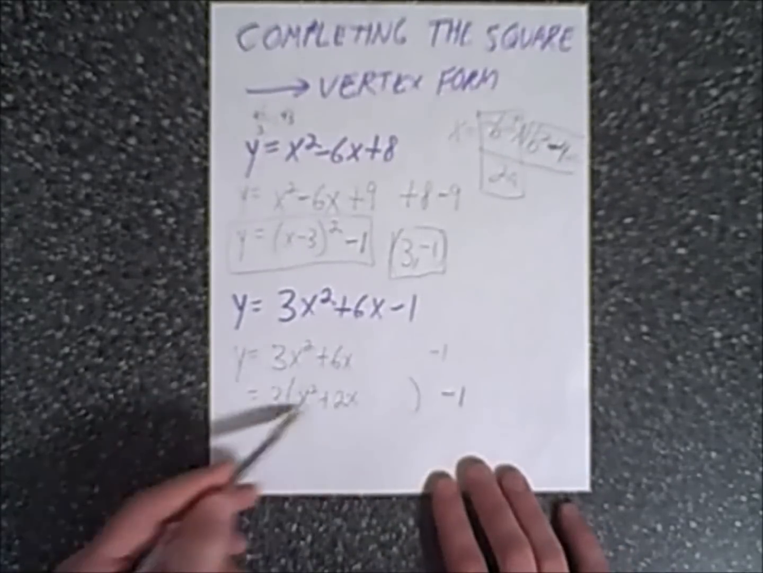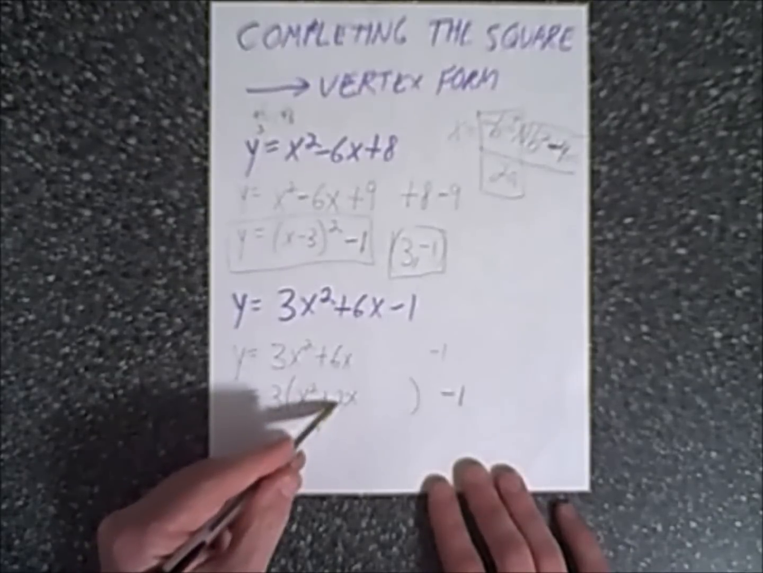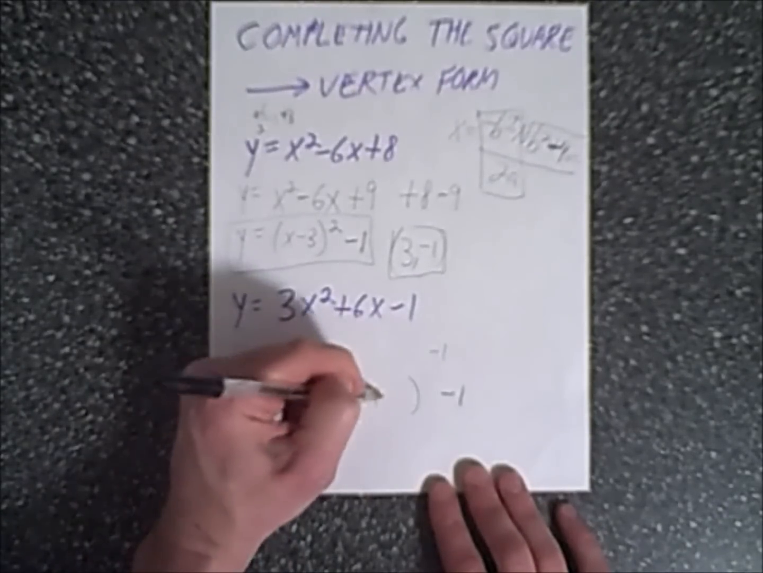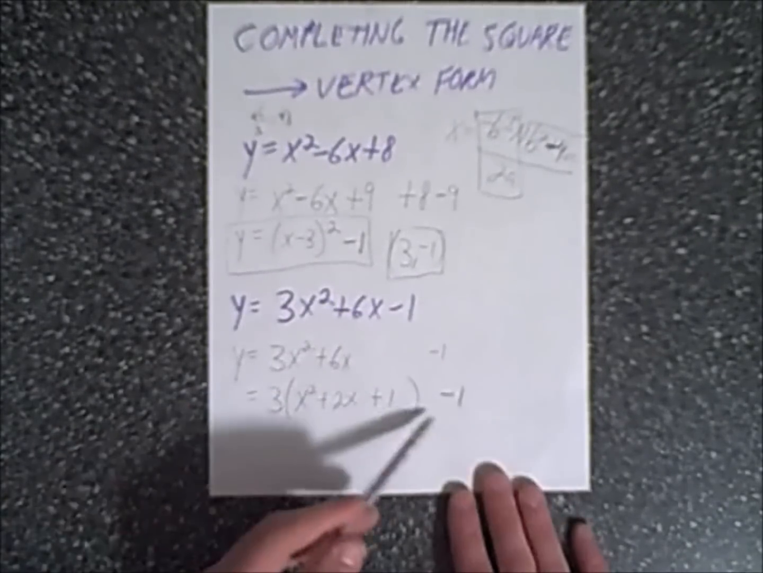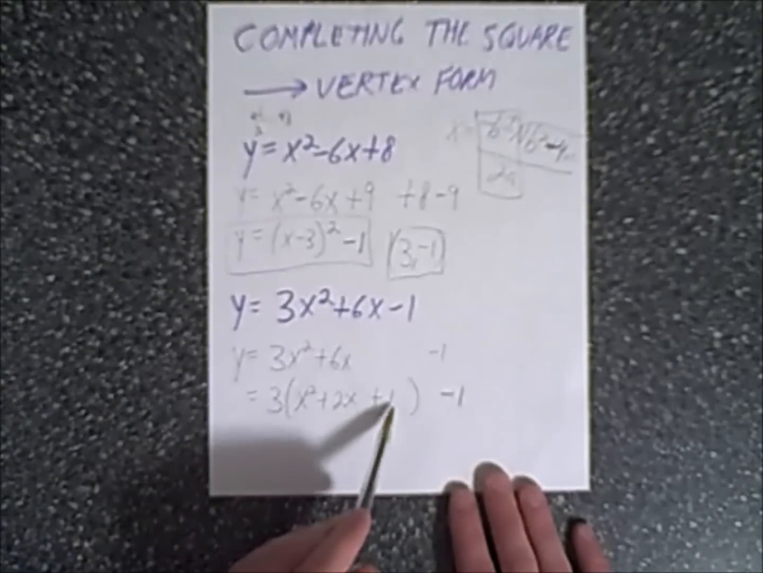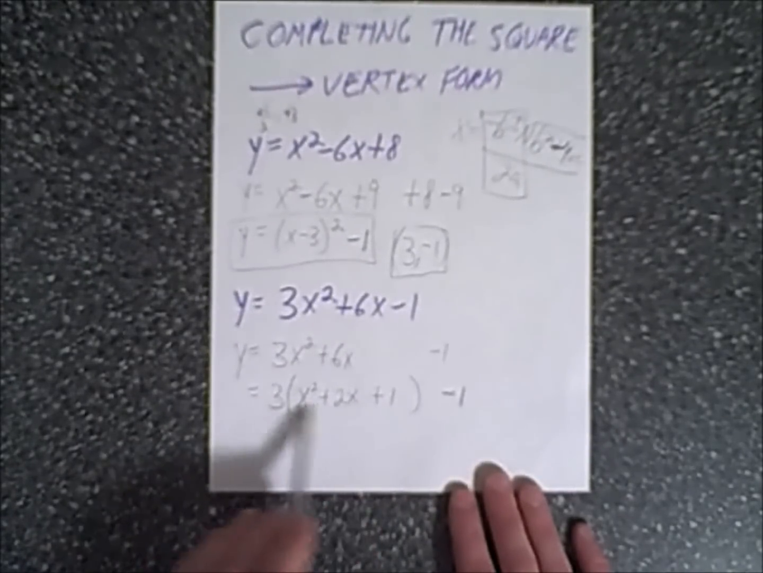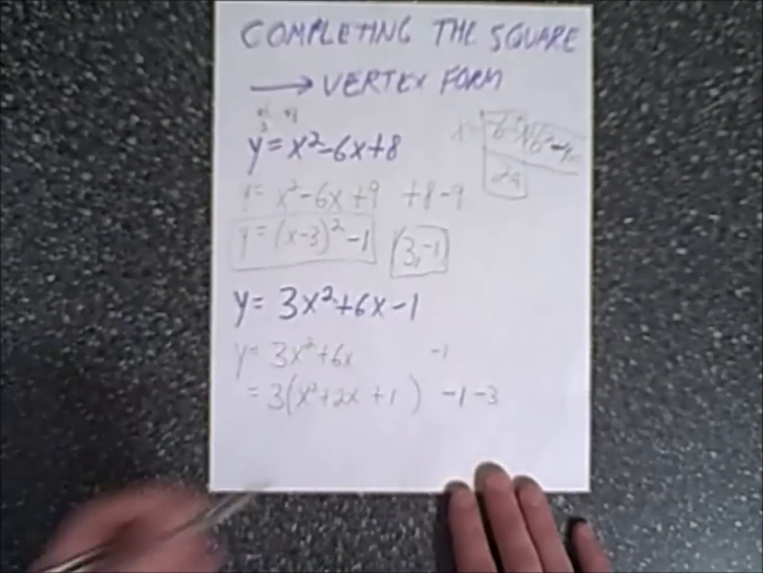And now let's complete the square inside the parentheses. What we're going to do is add half of 2, which is 1. 1 squared is 1. And again, we always want to keep it balanced. So what did we add on the right side? We added a 1 times 3. Since we added 3, we need to subtract 3 over here.